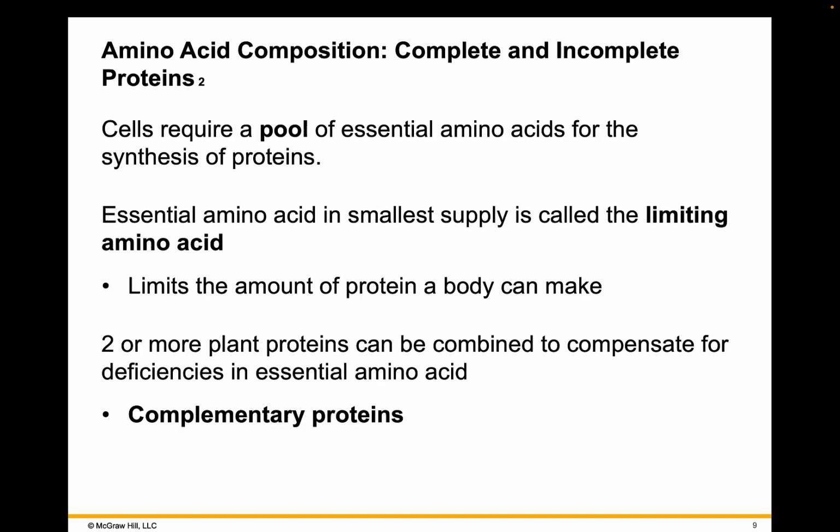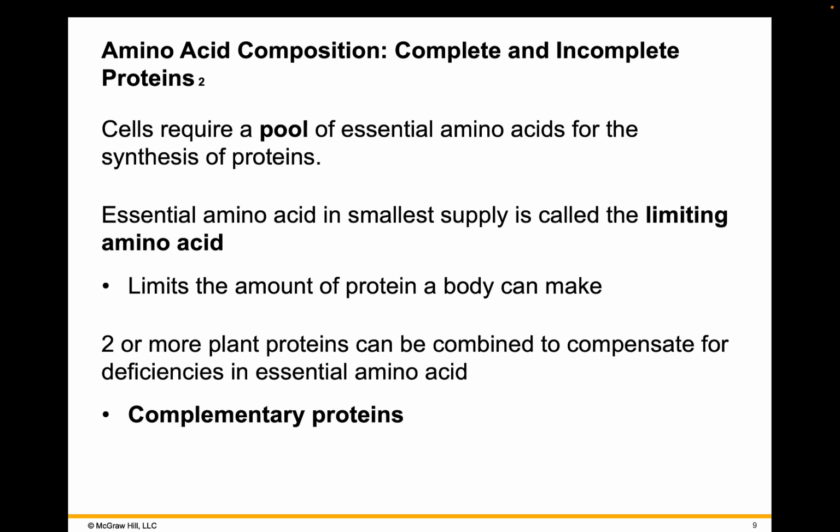Now, another thing to keep in mind here is that typically we're not really storing amino acids, and you're going to hear the term amino acid pool. And this is the pool of essential amino acids that is available within the body so that the body can synthesize proteins. Whenever we have the smallest supply of an essential amino acid, that will be referred to as the limiting amino acid, because since it is essential and it is found in the lowest quantity, it will limit the amount of protein that the body can produce.